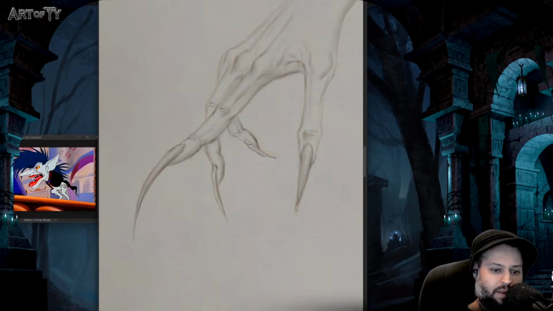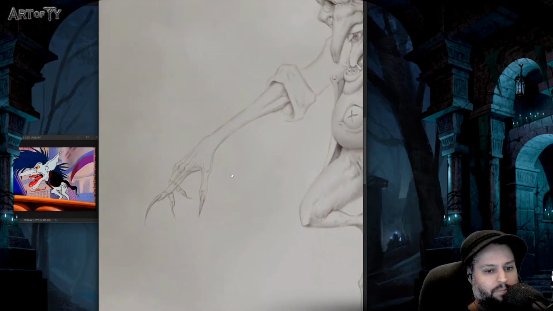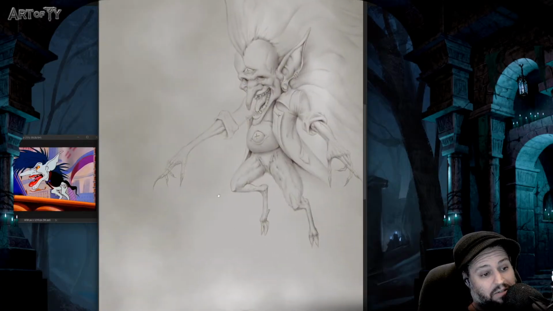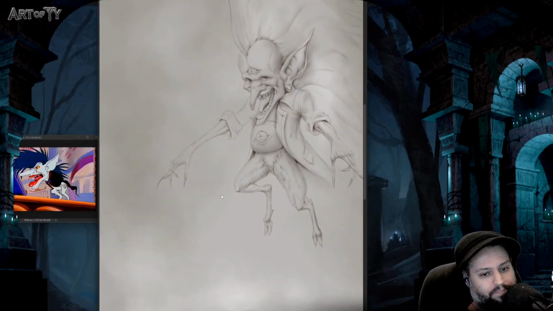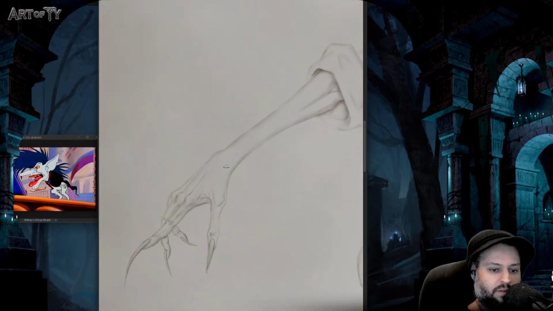It's like adding a bracelet on, right? It's just another way to express the angle of the arm, which we didn't consider with this guy. I don't think we need it on this guy, but yeah, could have been maybe interesting.